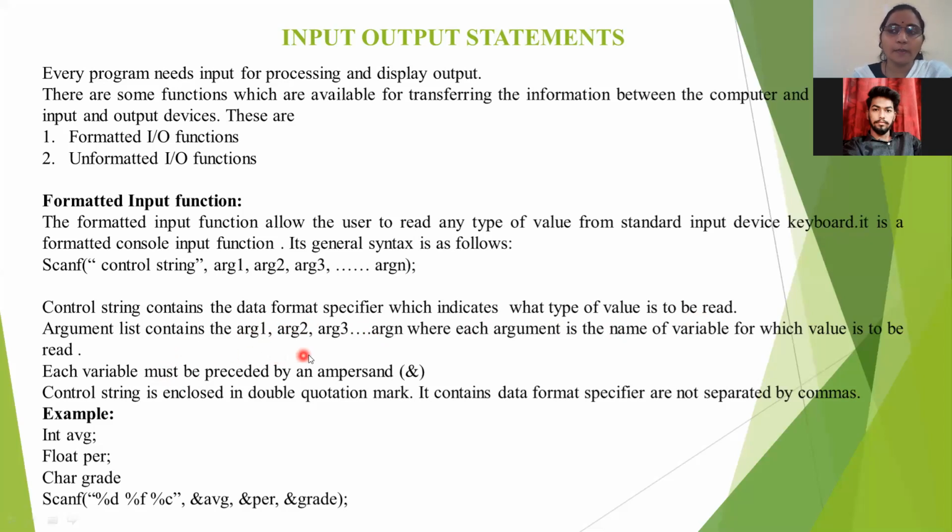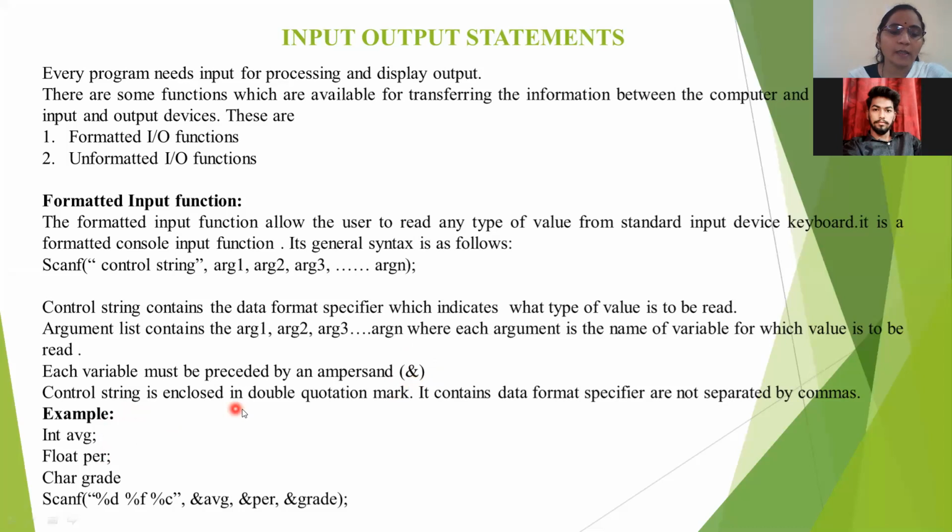Argument list contains argument 1, argument 2, argument 3 up to argument n, where each argument is the name of a variable. Arguments are the variables which are required to do the operations through your program, for which a value is to be read. Each variable must be preceded by an ampersand. This is also called the address operator. This sign is generally read as ampersand, and it precedes the variable. How? You will get clear in the following example.